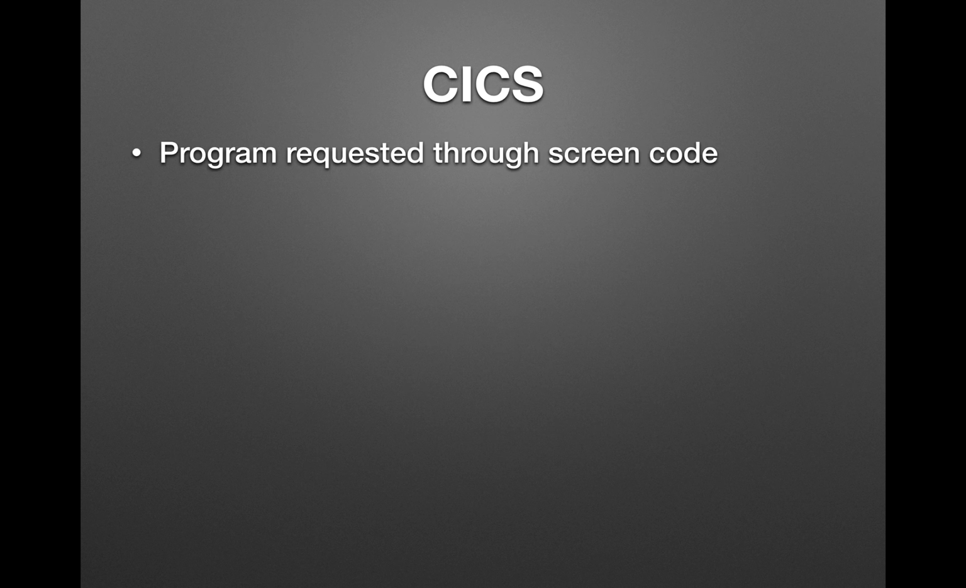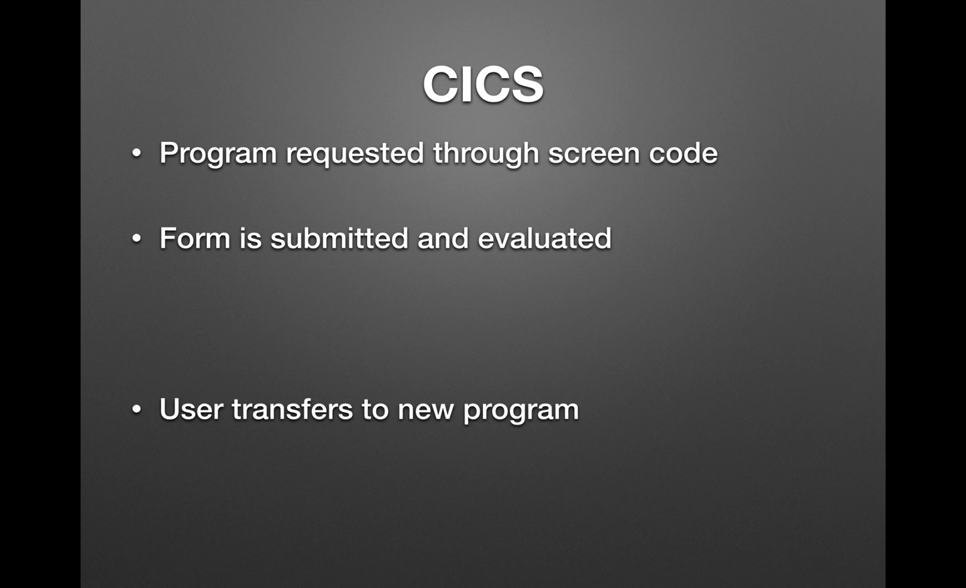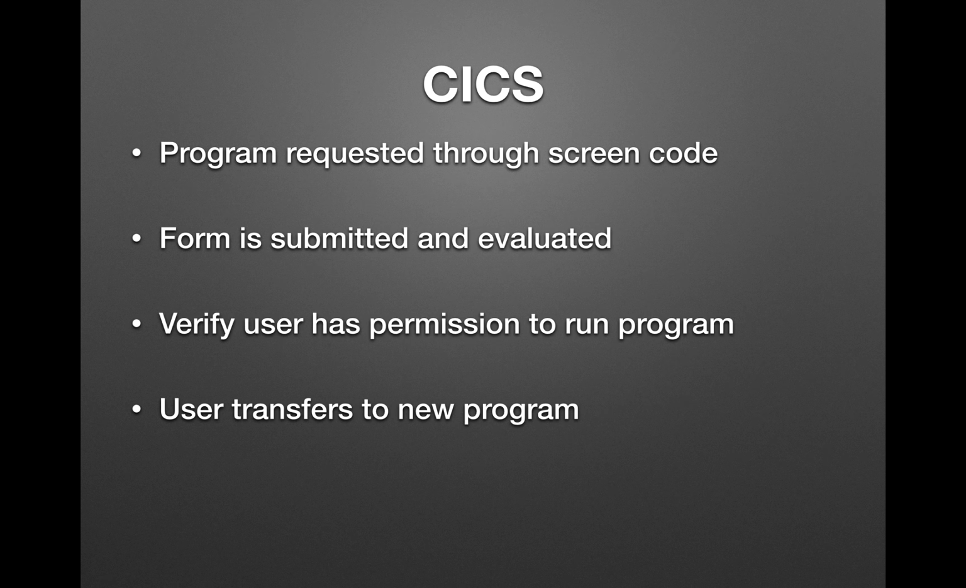A transfer in CICS works like this. First, a program is requested through a screen code. The form is submitted and evaluated, and the user transfers to the new program. However, because of the security involved with both STARS and WIUP, the program must verify that the user has permission to be on that screen before it transfers.